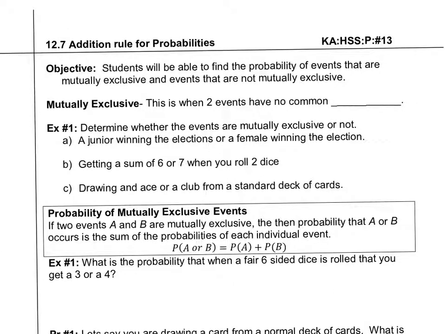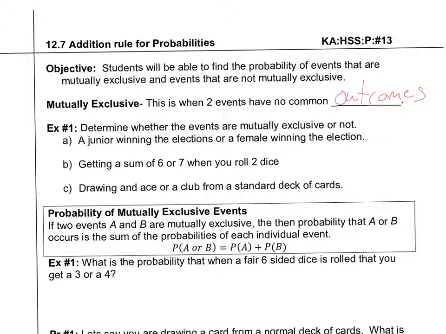All right, 12.7, addition rule for probabilities. Students will be able to find the probability of events that are mutually exclusive and events that are not mutually exclusive. So, what does that word mean? Mutually exclusive. This is when two events have no common outcomes.